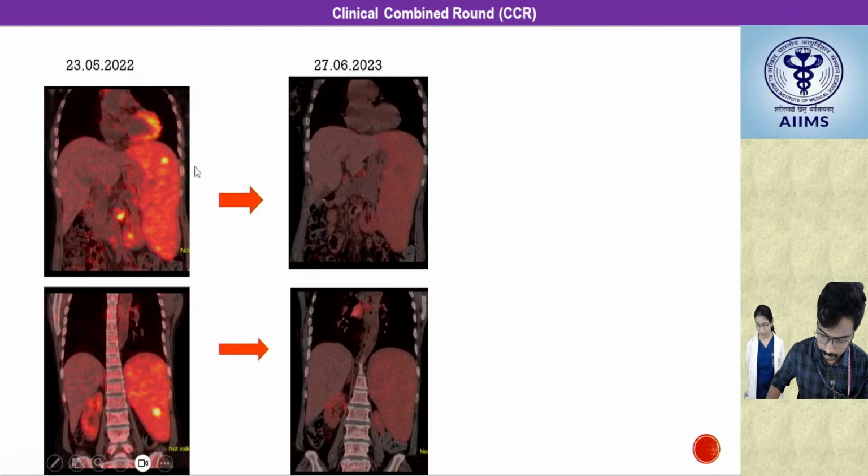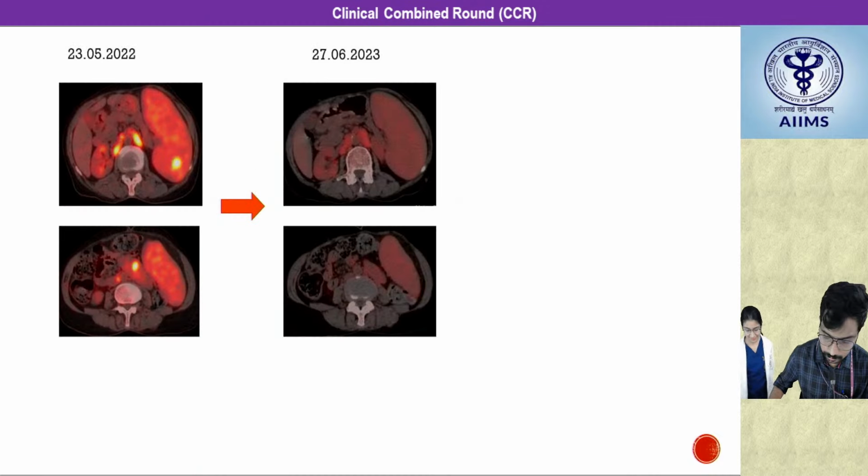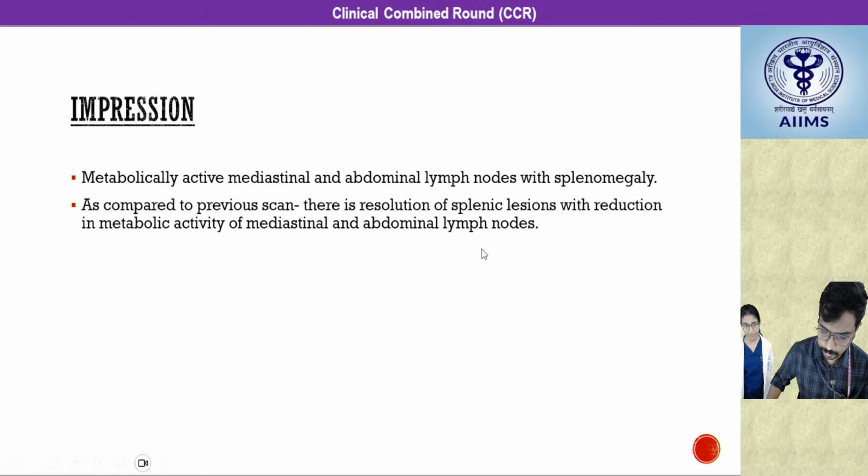And coming to the abdomen, we can see that the previously noted focal FDG uptake in the spleen was not seen. However, splenomegaly was persisting. And we can also see that the FDG uptake in the previously noted retrofrontal lymph nodes has reduced, and there was resolution of some of the previously seen lymph nodes. So our impression was there are metabolically active mediastinal and abdominal lymph nodes with splenomegaly. As compared to previous scans, there is resolution of splenic lesions with reduction in metabolic activity of mediastinal and abdominal lymph nodes.